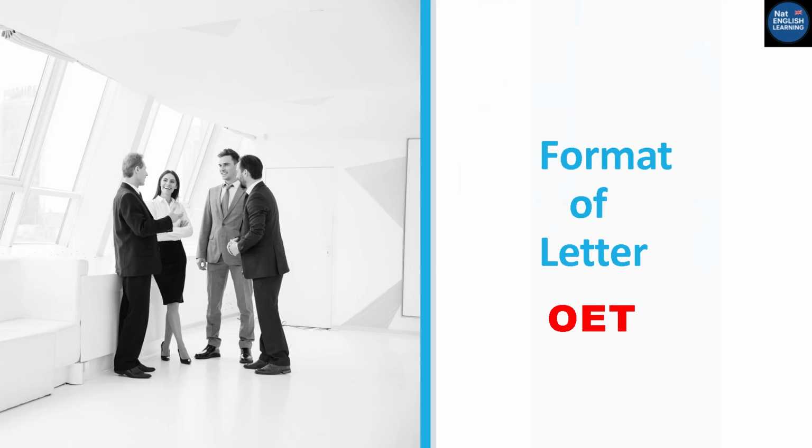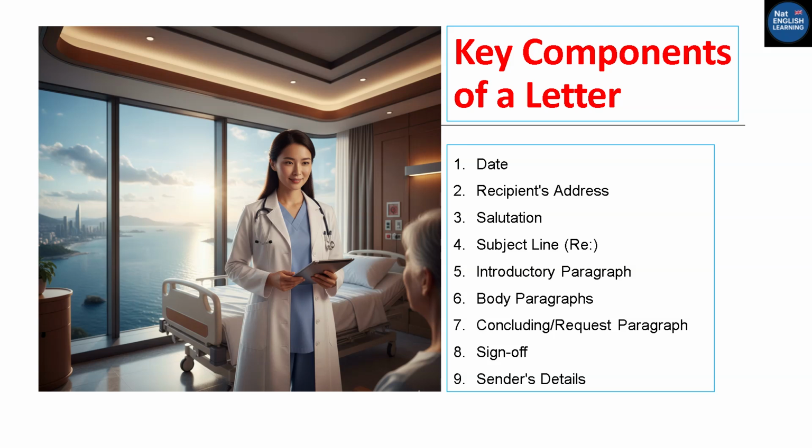In this video, we will discuss the format of an OET letter. Let us explore the components of an OET letter. There are 9 key components of a letter that will help you write like a pro. These components include date, recipient's address, salutation, subject line, introductory paragraph, body paragraphs, concluding paragraph, and finally signing off with sender's details. Trust me, once you get these down, you'll feel confident about crafting any letter you need.